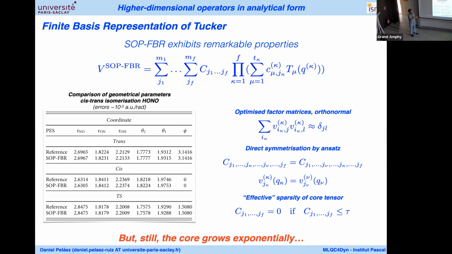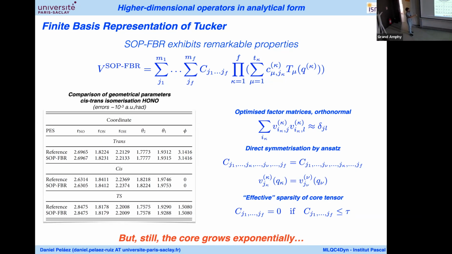This inherits some properties of tensor decompositions. The first thing is that these optimized factors are almost orthonormal. This is a good thing to have. You're happy when your functions are orthonormal. Then, of course, you can symmetrize by ansatz. We are doing this for electronic problems: you've got two electrons which should be equivalent, and you can enforce this symmetrization, which is a very nice property. And then, of course, you can have what we call effective sparsity. The core tensor is not sparse, but you can treat it as if it were, because you can remove so many elements and leave it essentially with a few non-zeros.